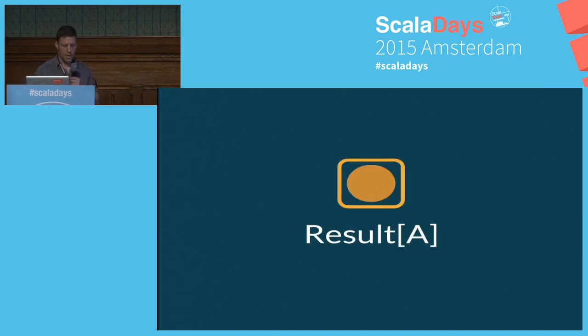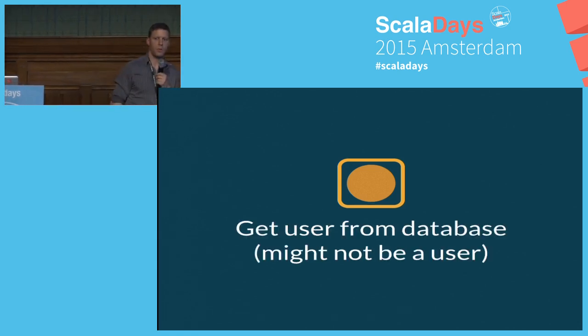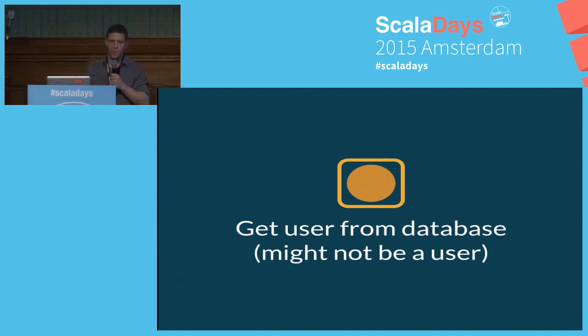Okay, imagine we have a Result of A, or an Option of A, if you like. So, for example, let's get a user from the database. There might not be a user for the given ID. So we have this user, represented by a circle wrapped up in a box, if you like, the rectangle around it. The idea being when you look inside the box, there may not actually be a value there. Maybe it may have failed.